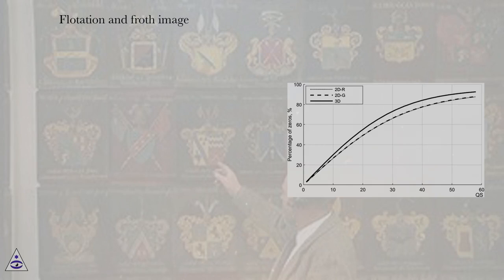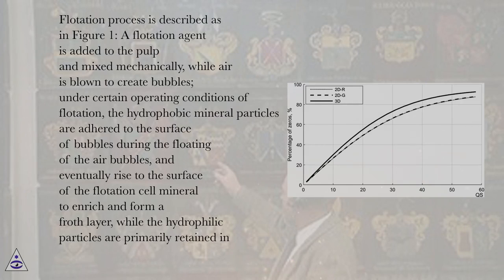Flotation and froth image. The flotation process is described in Figure 1. A flotation agent is added to the pulp and mixed mechanically, while air is blown to create bubbles. Under certain operating conditions of flotation, the hydrophobic mineral particles adhere to the surface of the bubbles during the floating of the air bubbles, and eventually rise to the surface of the flotation cell to enrich the mineral and form a froth layer, while the hydrophilic particles are primarily retained in water and are finally discharged with the tailings.